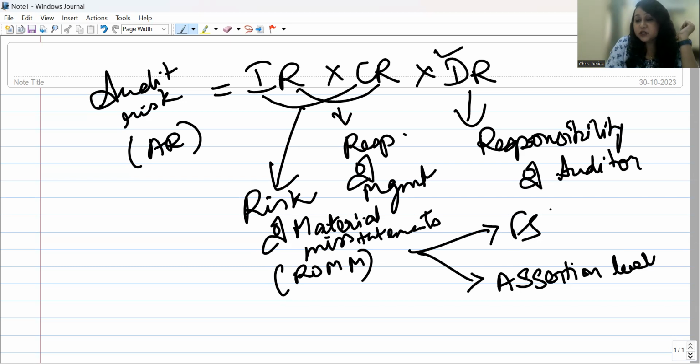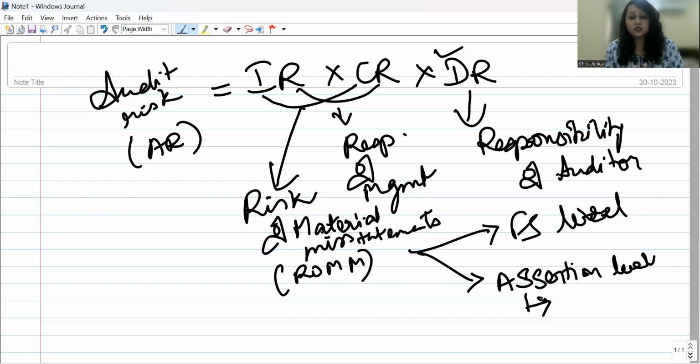Now, this can be either at the financial statements level or assertion level. Assertions I'll be teaching in detail in the next videos. Financial statements level is where this is going to affect a lot of assertions. It's going to affect the financial statements as a whole. At assertion level, the example could be that there should have been some disclosure of particular directors' emoluments or particular items, but it has not been disclosed properly in the financial statements. So at the assertion level, it can affect accuracy, valuation, completeness or occurrence.